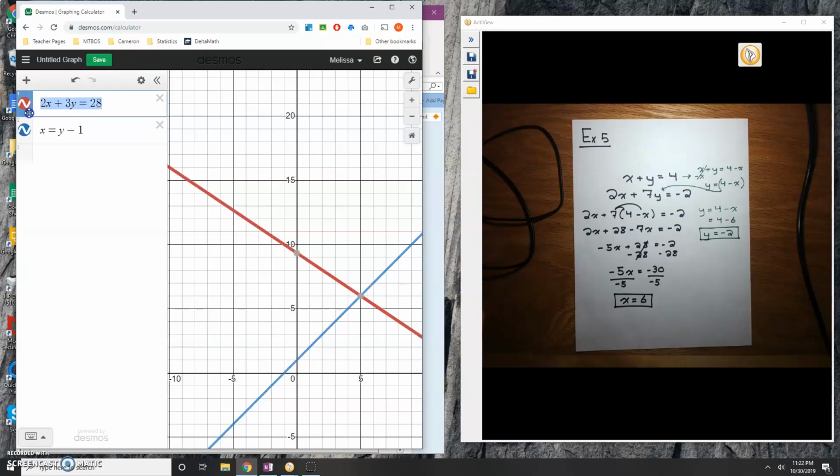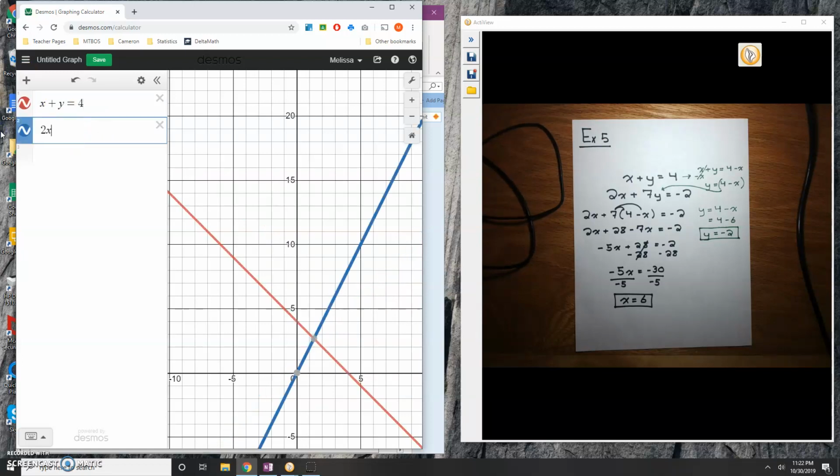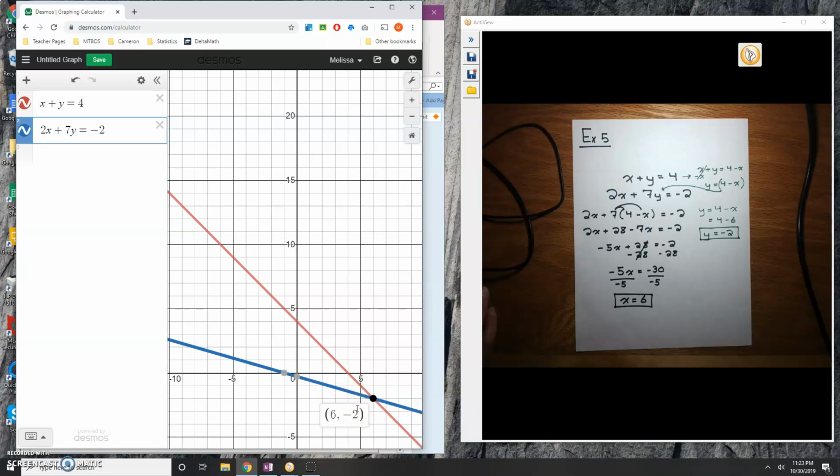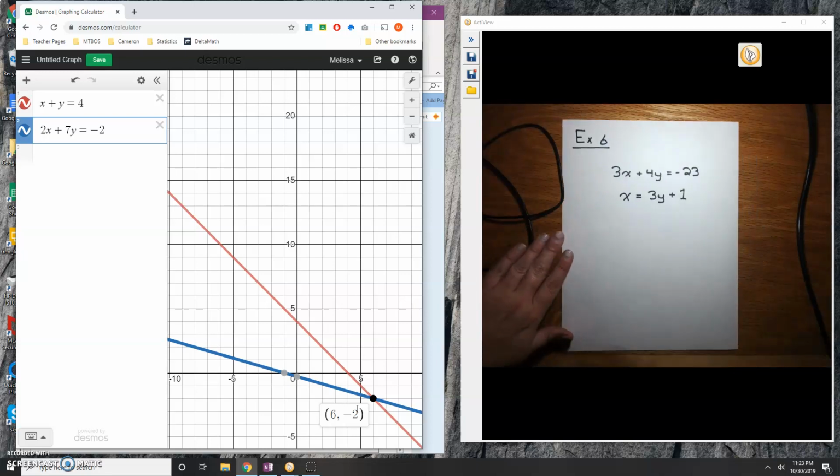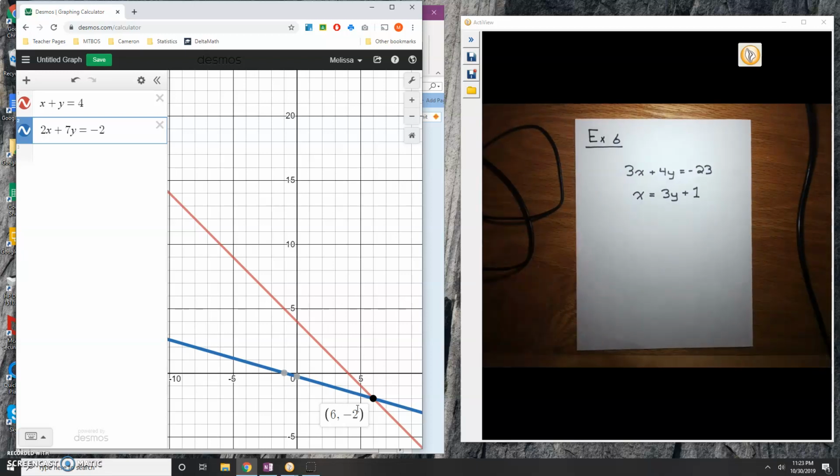Let's check that answer while you guys are still writing this down. x plus y equals 4. 2x plus 7y equals -2. And 6, -2. Looks good. All right, last example. Oh, we're back to an easy one. That's not too bad. All right, Mr. Parsons, go ahead and pause the video here. They are going to go ahead and look at example 6.